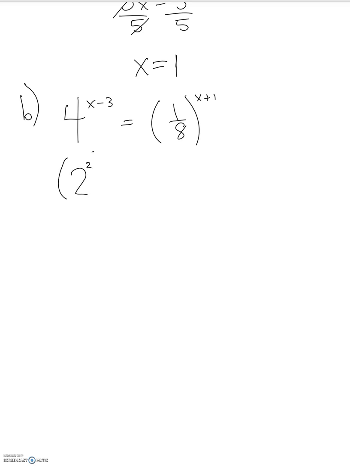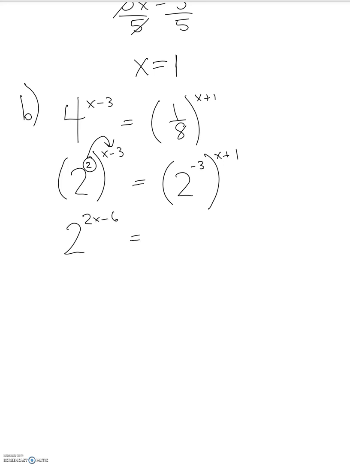4 is 2 squared, and 1/8 is 2 to the negative 3. Again, using my rules for exponents, I can distribute this in and get 2 to the 2x minus 6, and make sure the negative gets distributed, negative 3x minus 3. Since again my bases match, I can get rid of those. 2x minus 6 is equal to negative 3x minus 3.